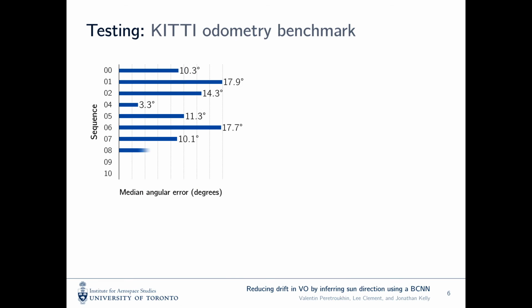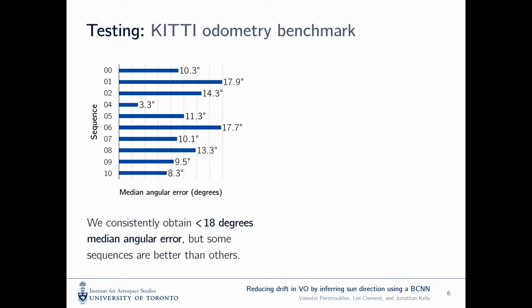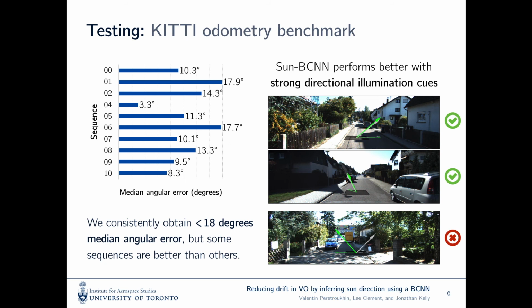The trained Sun BCNN models achieved median angular errors of less than 18 degrees for all 10 test sequences, but performed better on some sequences than others. Qualitatively, we found that Sun BCNN tended to be more accurate on images with strong directional illumination cues, such as the long shadows you can see in the upper pair of images, but tended to perform poorly in the presence of ambiguous illumination conditions, like those shown in the bottom image.